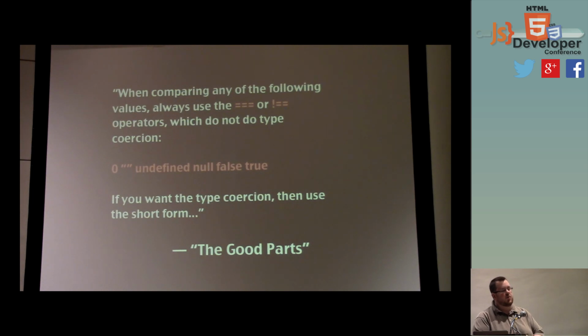Here's a quote from Good Parts, because that's one of the most famous places where it was told to us as developers, this is a flaw in the language, let's not use it. Doug says, "When comparing any of the following values, always use triple equals or the not-triple-equals operator, which do not do type coercion: 0, empty string, undefined, null, false, and true." So that's good, safe wisdom, but most developers just stop right there. Turns out the very next sentence says, if you want the type coercion, then use the short form. Blessed by our own Doug Crockford, he said, if you understand and want type coercion, it's perfectly safe to use those operators.